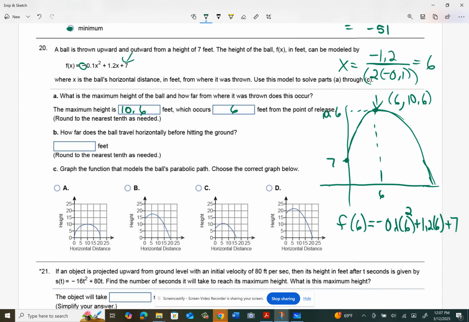Okay. Now, this next question requires more work than you might expect. How far does the ball travel horizontally before hitting the ground? They want this right here. That's going to be one where you're going to need to use the quadratic formula. An x-intercept. This is actually going to be the quadratic formula.